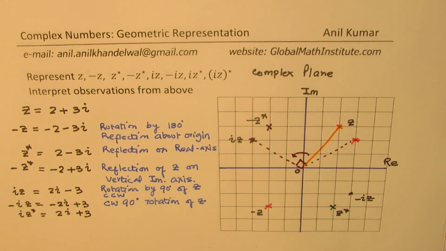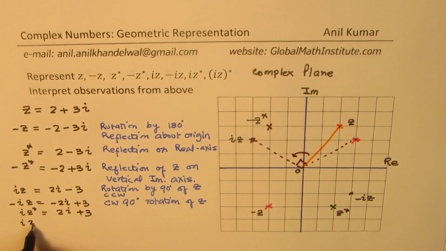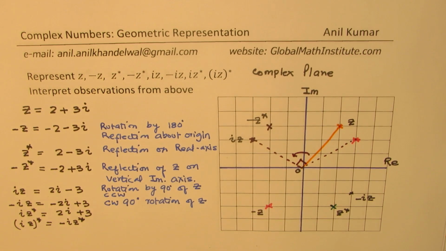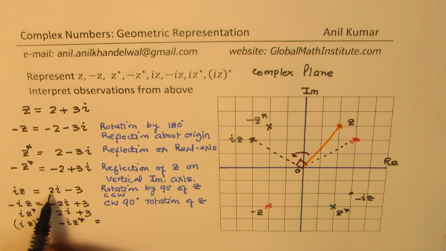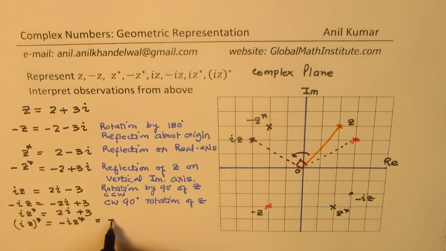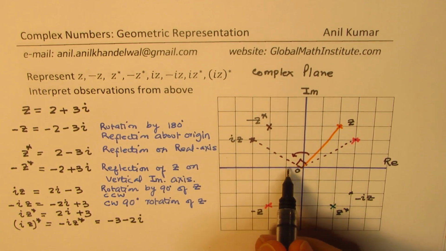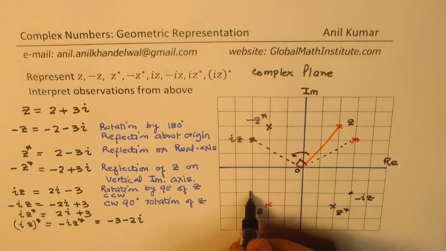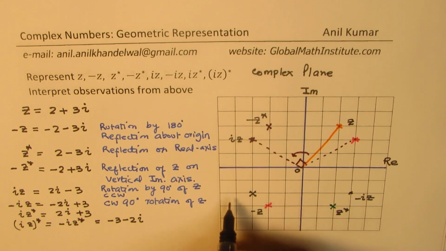The last one here is iz conjugate. This is also equal to negative of i z conjugate. You can figure this out and check, right? So which is equal to, we are doing conjugate of iz now. So iz is 2i minus 3. And its conjugate will be minus 3 minus 2i, correct? So minus 3 minus 2i will be minus 3 and minus 2i. So that will be the position of iz conjugate.